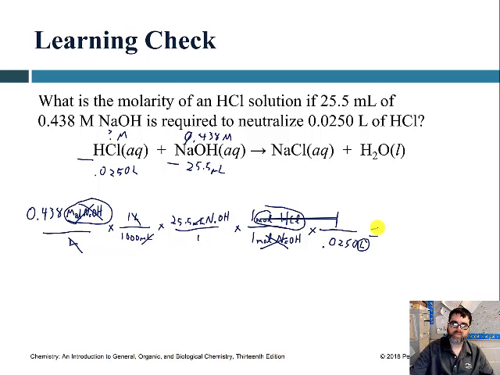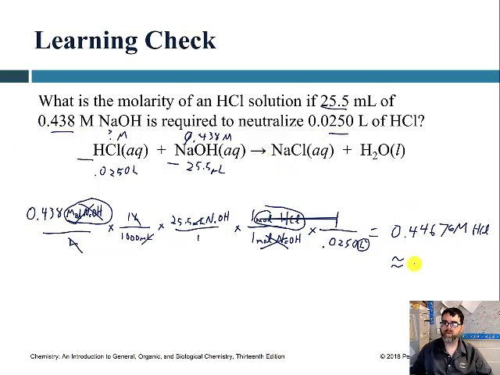and so then that will be our molarity. And then I multiply everything in the numerator, 0.438 times 25.5 times 1 times 1 times 1, which I don't need to do, and then I do it divided by parentheses everything in the denominator, so 1,000 times 0.025, and I get 0.44676 molar HCl, which is the wrong number of significant figures. Let's see here, we've got 3 here, 3 here, and 3 here, and so I'm going to round my final answer to 3 as well.